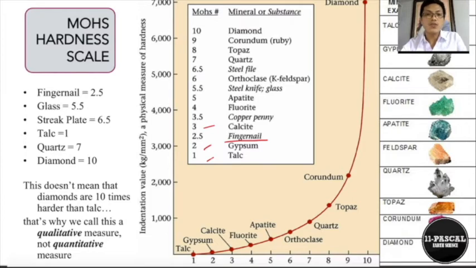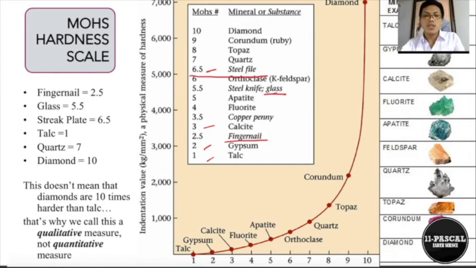So we can also have steel file having 6.5. So it can scratch glass and all the remaining minerals under the steel file, which has 6.5 hardness in the hardness scale. So this doesn't mean that diamond is 10 times harder than talc. This is only a qualitative measure, not a quantitative measure.